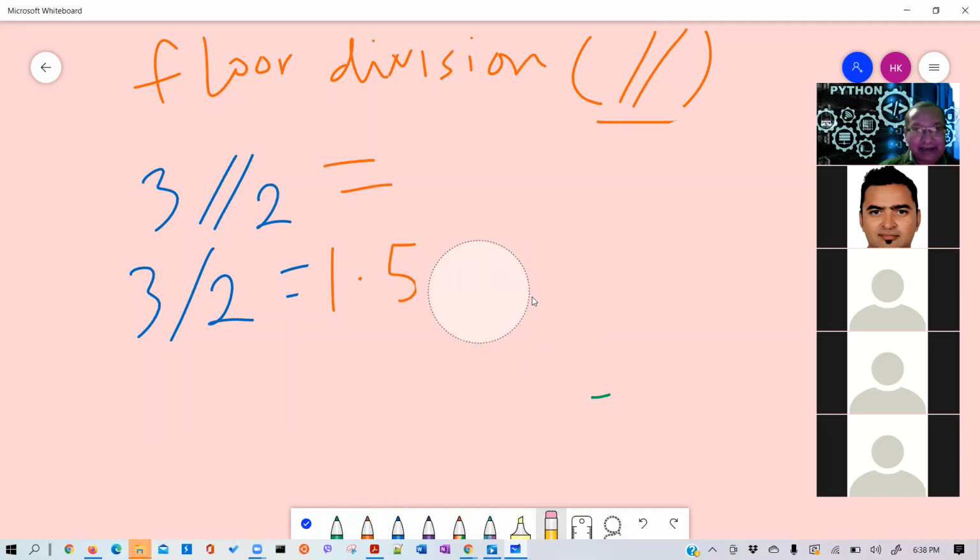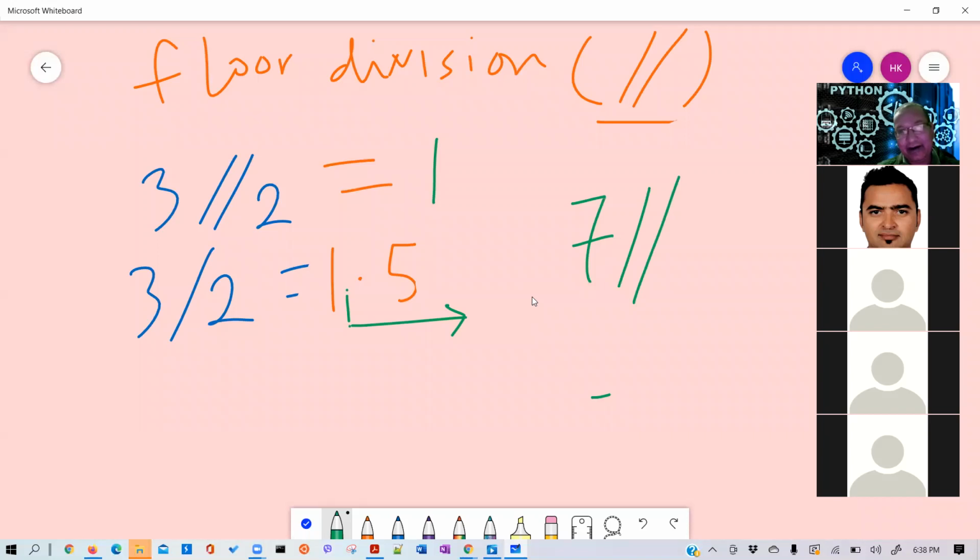So it gives you the floor. Floor of 1.5 is 1, so you get 1. So basically, you don't have to think much. Just throw away all the values from the decimal point and onwards. Okay, let's try another one. Let's say 7 floor division 3.